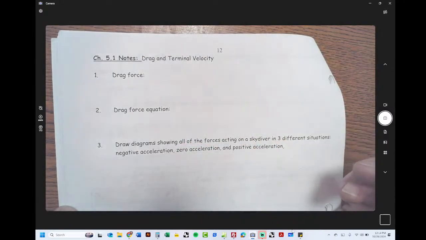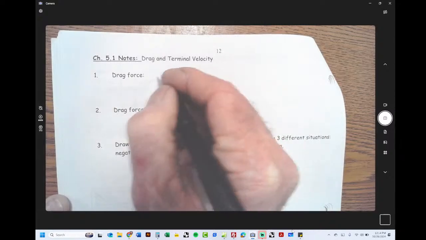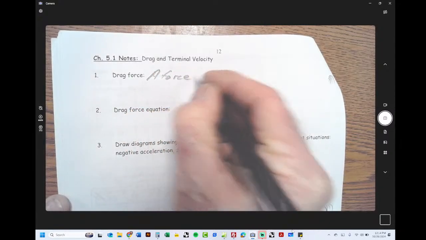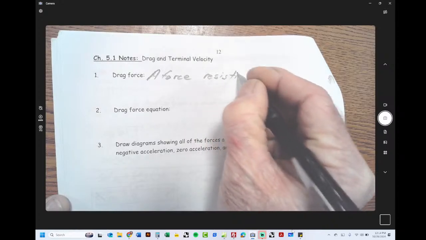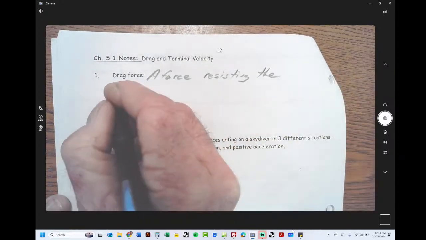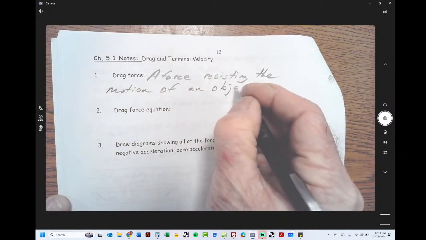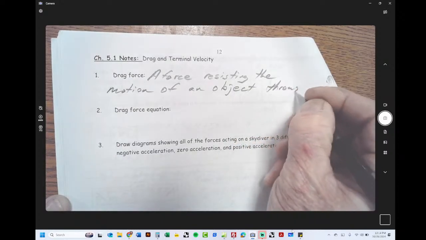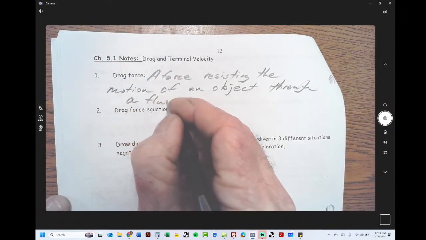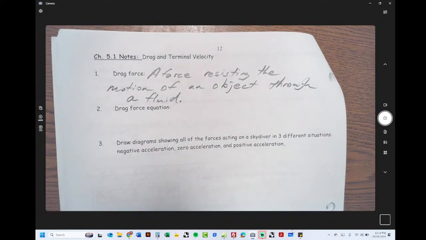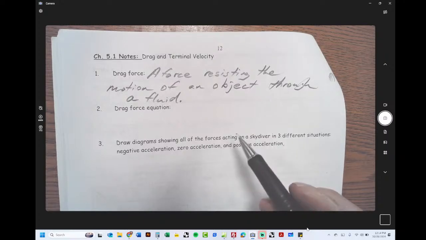resisting the motion of an object through a fluid. It could be the reverse too. It could be resisting the motion of a fluid around an object. So you could imagine throwing a frisbee through the air, or you could imagine holding a frisbee still and blowing air over it. And in both cases, the drag is going to be doing the same thing. It's pushing on the frisbee and pushing on the air.